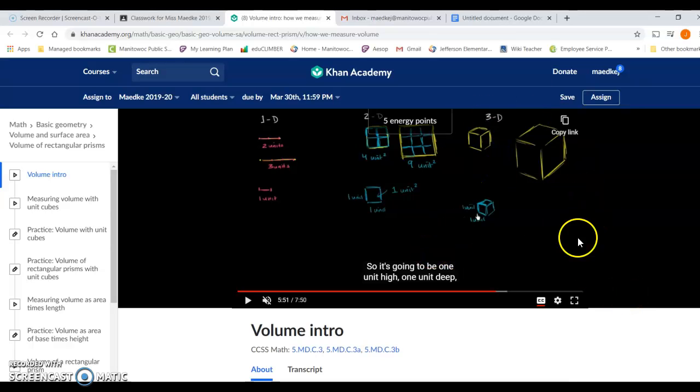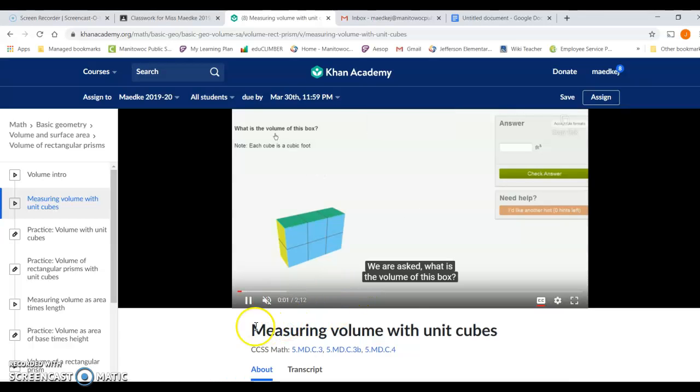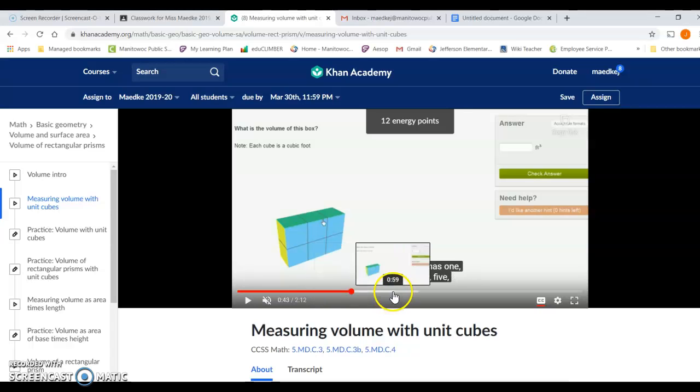So I want you to watch this video on your own, and then I want you to go over here, and we're talking about unit cubes. So when we're looking at unit cubes here, this is a unit right here. One box is a unit, one square, and we are trying to figure out how many cubes there are total here. So if we keep going, it's talking and figuring out how many cubes there are.